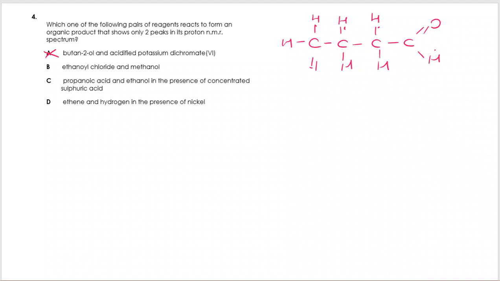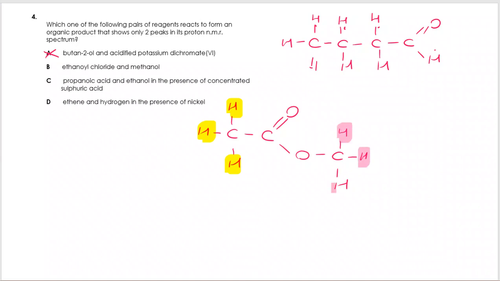If I move on to ethanoyl chloride and methanol, my ethanoyl chloride is going to yield the ethanoate ion, and my methanol, I end up with my CH3 on this side. And you can see I've got one environment here and I've got a second environment over here. So the correct answer on this is actually B. Now you can go through and prove the correct answers are not C and D. I'm not going to do that for you, but it's good practice if you wanted to try.